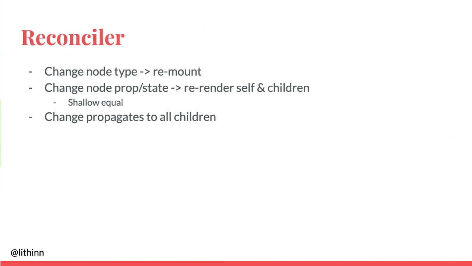So let me explain to you quickly what React is doing. Whenever you change a node type, so let's say you switch component 1 for component 2, it will remount the whole structure. So it will discard the whole tree that's underneath this component and build a new one. That's obviously a lot of work. If you change a prop on the component or its own state, it will re-render itself, and it will then go to its children to see if it needs to re-render those as well.